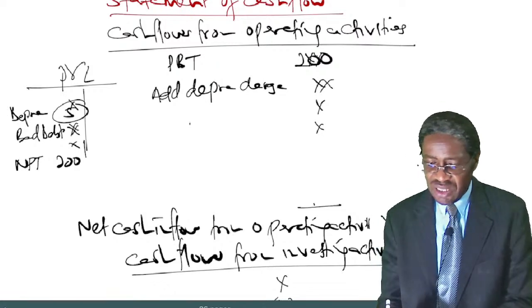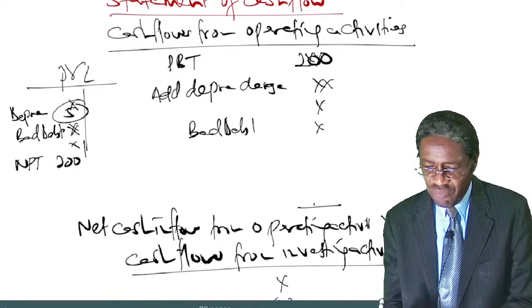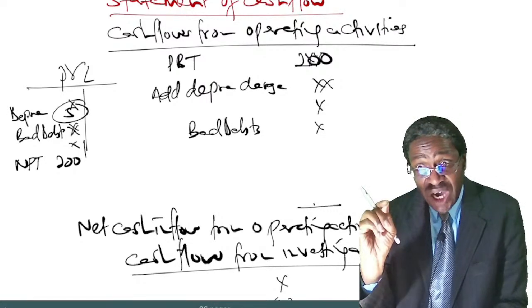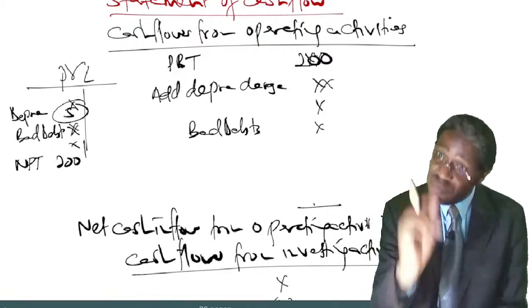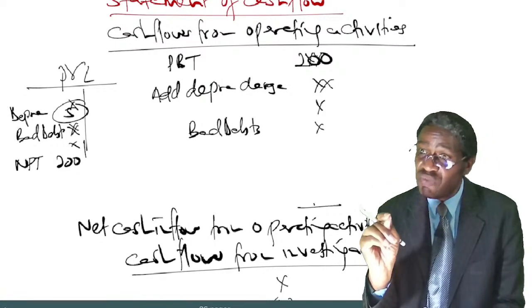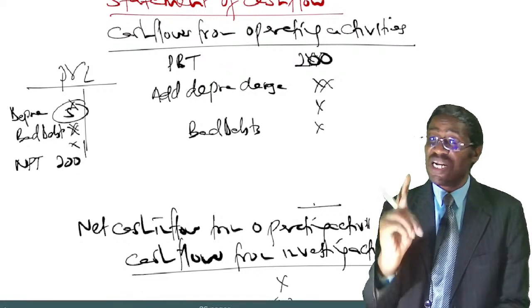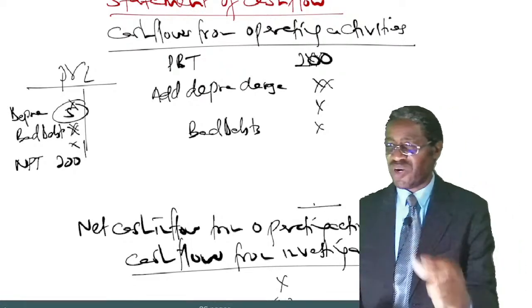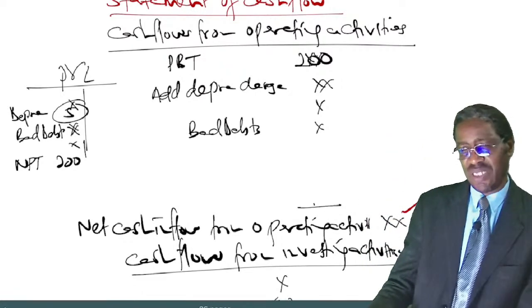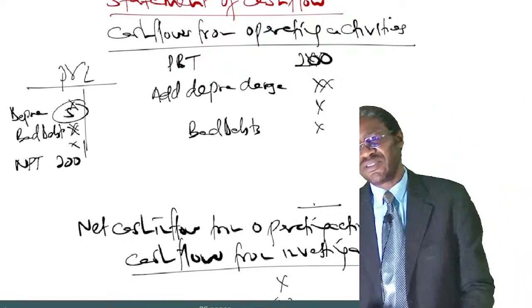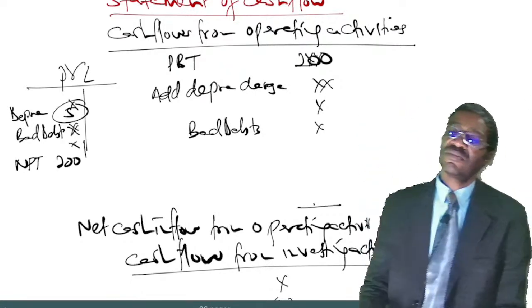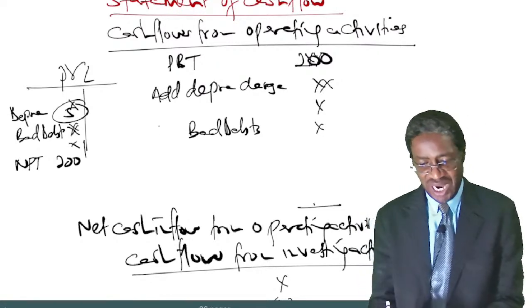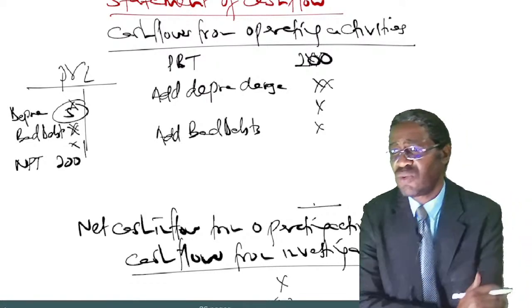So bad debts is another example of a non-cash item. Again, you debited P&L account. From the cash point of view, it made your profit less. In other words, your expenses were overcosted. When expenses are overcosted, profit is undercosted. So we shall be adding. So that's the second one.